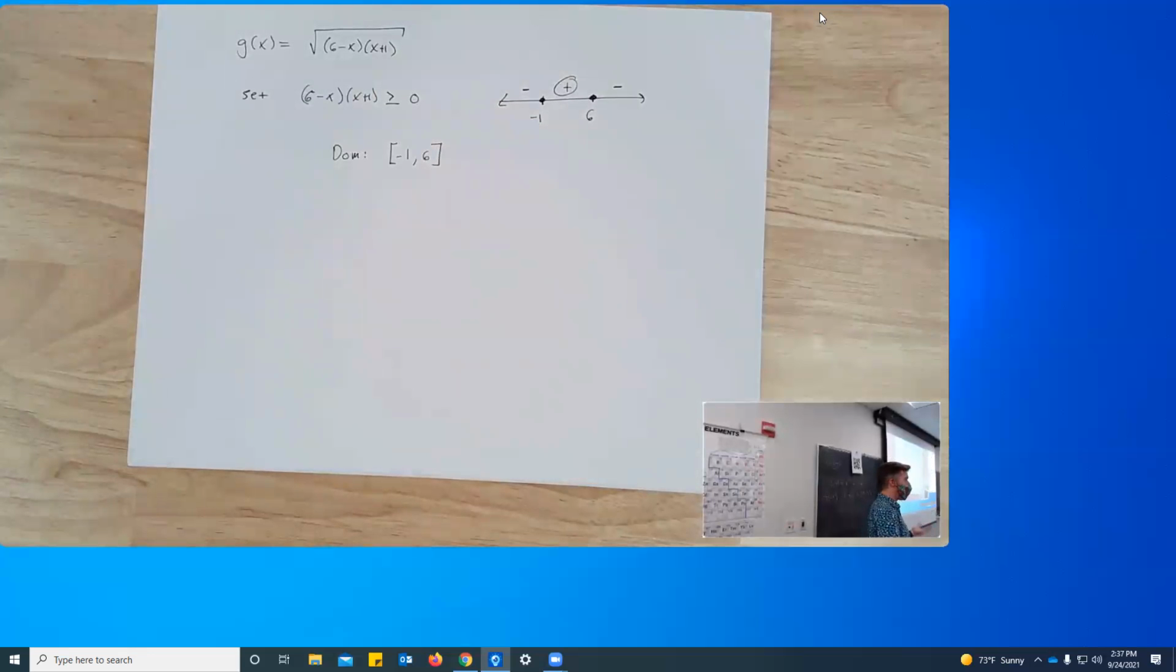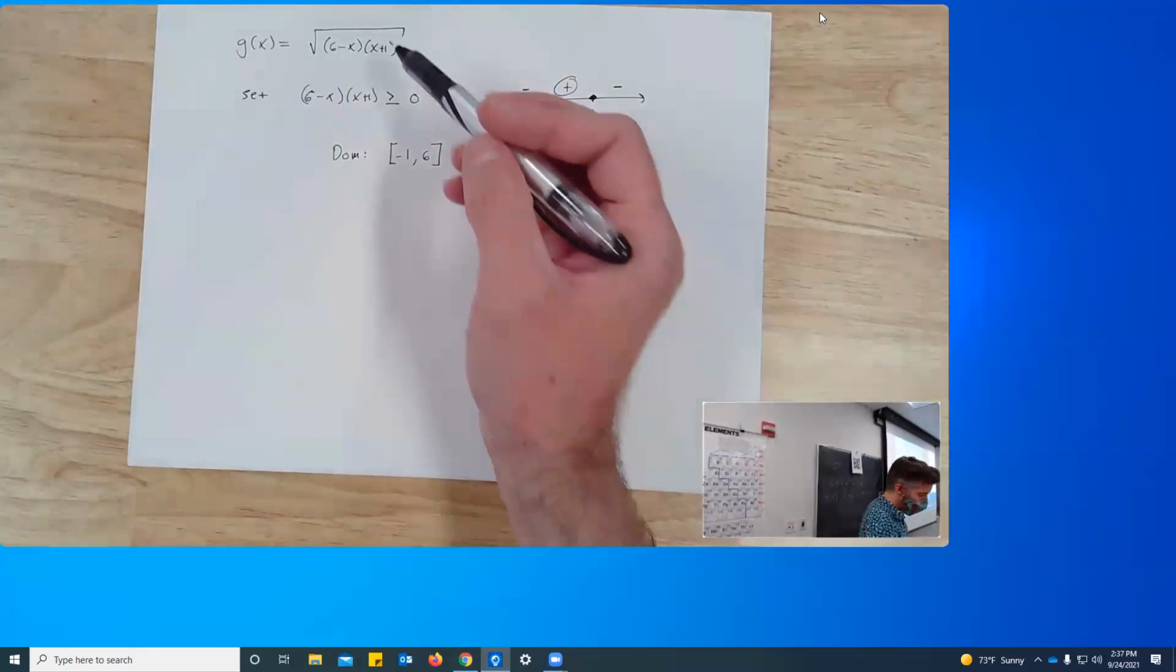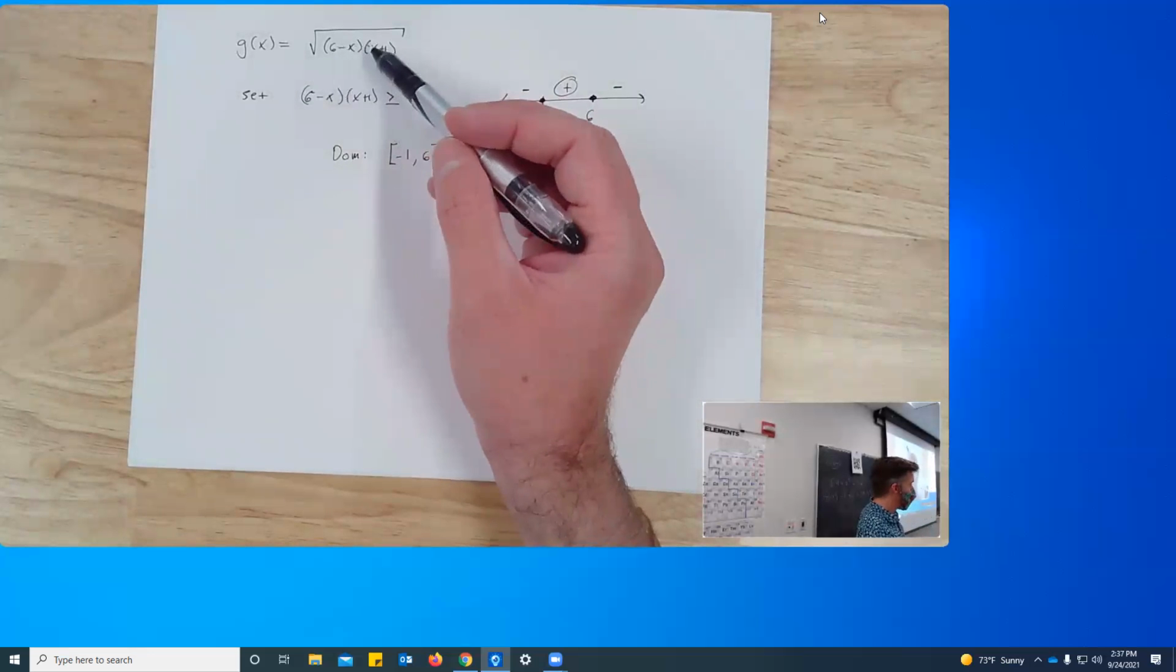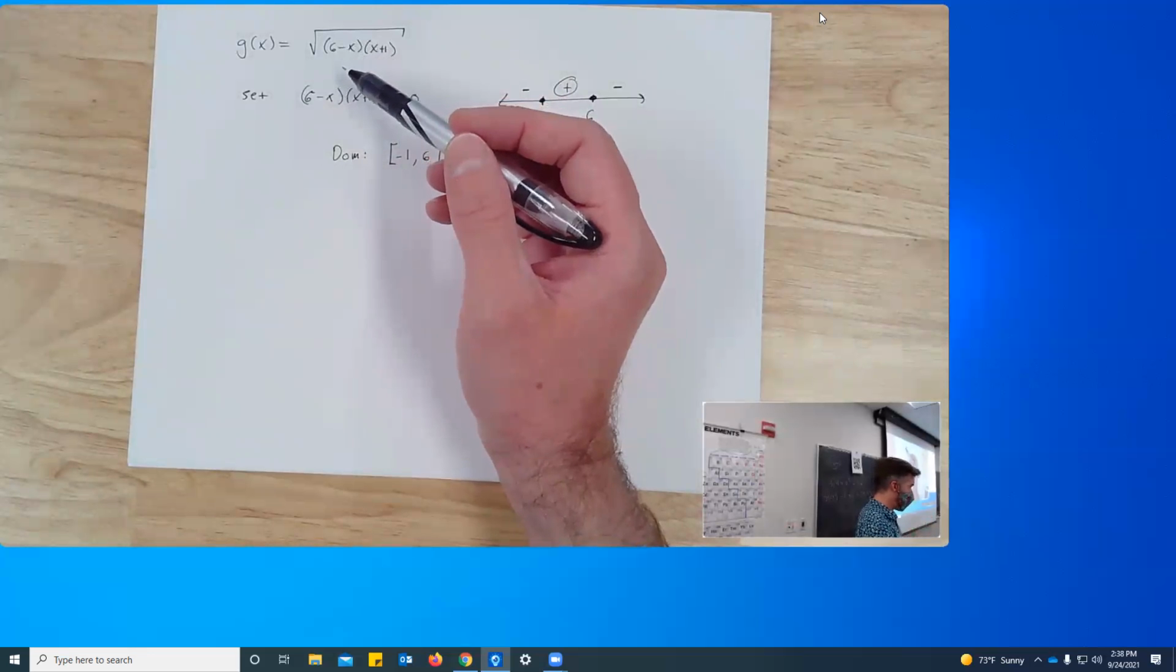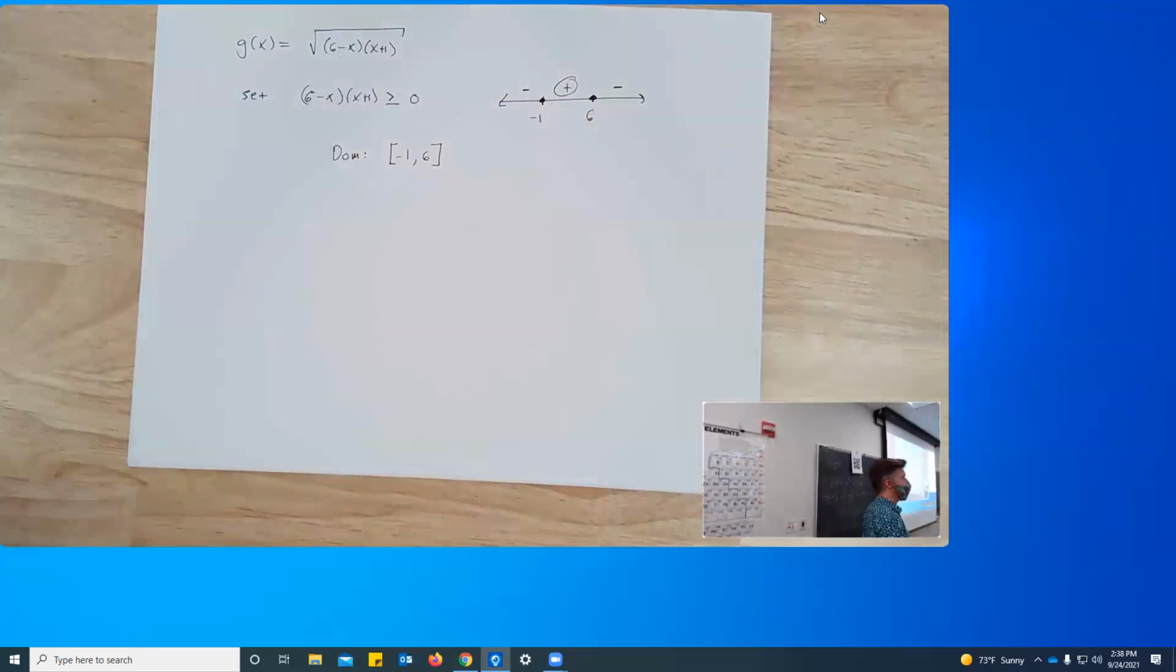So I use brackets, right? I want to include negative 1 because negative 1 is allowed. If you plug in negative 1 for x, you get the square root of 0, which is 0. Totally valid. Plug in 6 for x, you get the square root of 0, which is 0. Totally valid. But we can't take the square root of negative numbers.